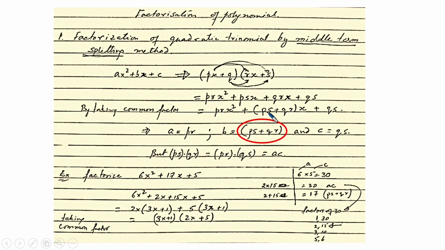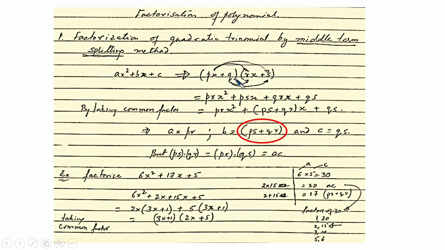So x is common here, and this is ps plus qr. So I can write that a is equal to pr, because it is ax square plus bx, where b is ps plus qr, and c is qs. So here we have split the middle term. This is the splitting method, that is, b is equal to ps plus qr. Now if I take a product of these quantities, I find that the product of ps and qr is nothing but a into c, that is, ps into qr I can write as pr into qs, because multiplication is commutative as well as associative. So using those ideas, you can write it like this. So pr is a and qs is c. So if you take the product, you get ac.